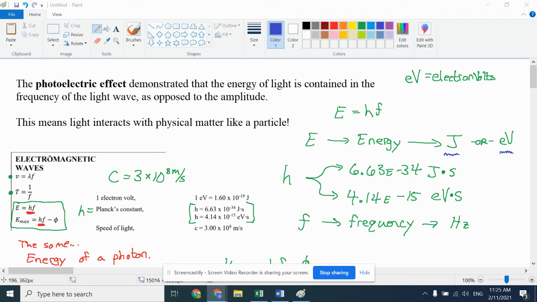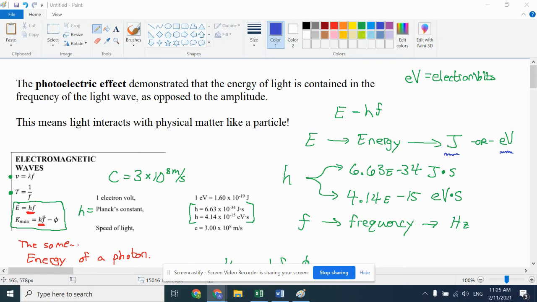From your equation sheet, I clipped off the section on electromagnetic waves. You should be familiar with v = λf. We've substituted the letter v with the letter c for the speed of light, which is 3 times 10 to the 8th meters per second. You should be familiar with the period of a wave equals 1 over the frequency. Now the new things: E = hf and K max = hf − φ, where φ is the work function.